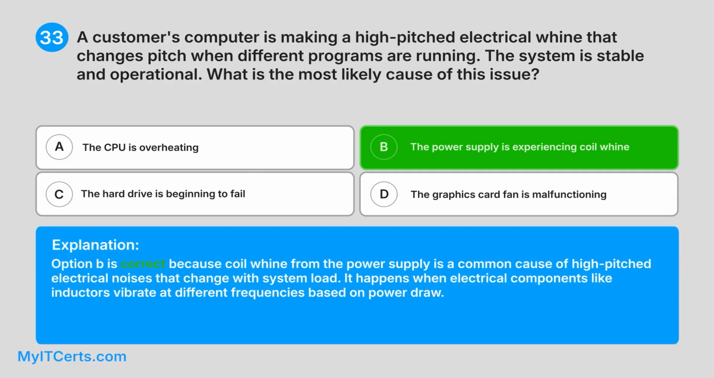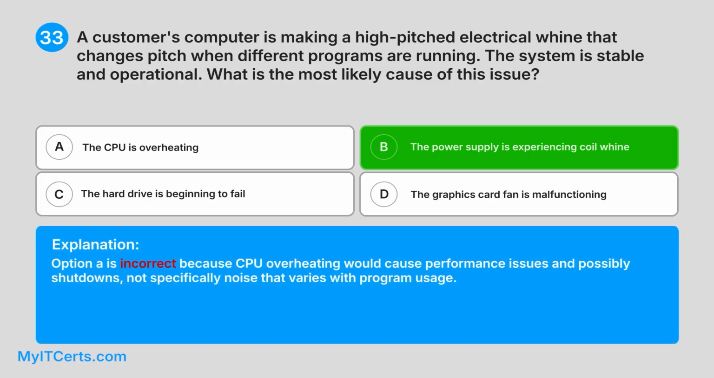Explanation. Option B is correct because coil whine from the power supply is a common cause of high-pitched electrical noises that change with system load. It happens when electrical components like inductors vibrate at different frequencies based on power draw.